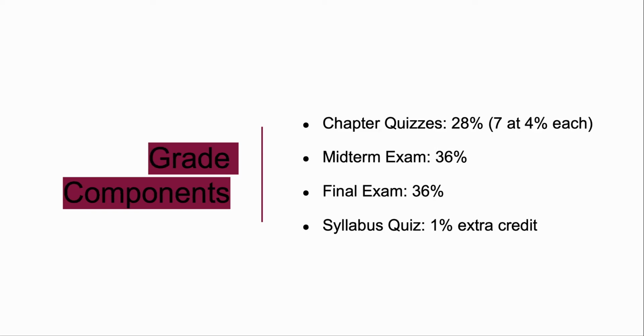Your grade is comprised of only a few different pieces. Your chapter quizzes form 28% of your grade. There are 7 of them total, worth 4% each. Your midterm exam and final exam are each 36% of your grade, and that makes the full 100%. Completing the syllabus quiz gives you an extra 1% extra credit.